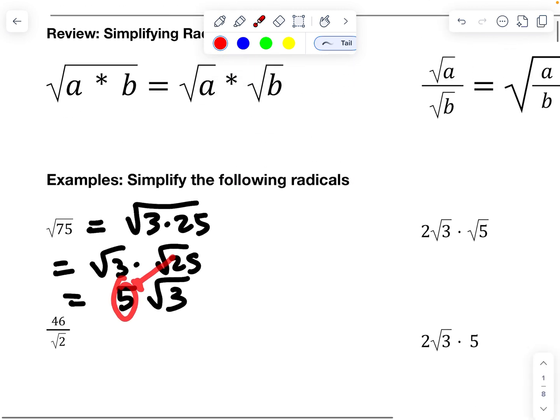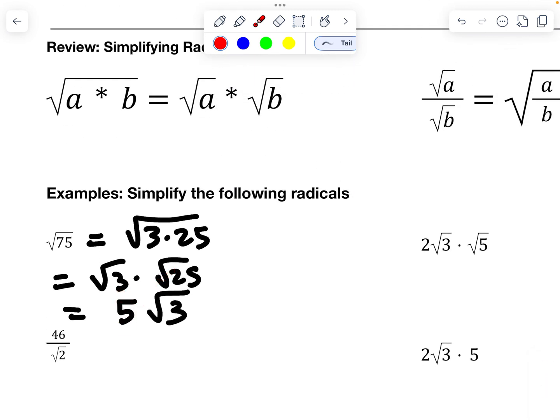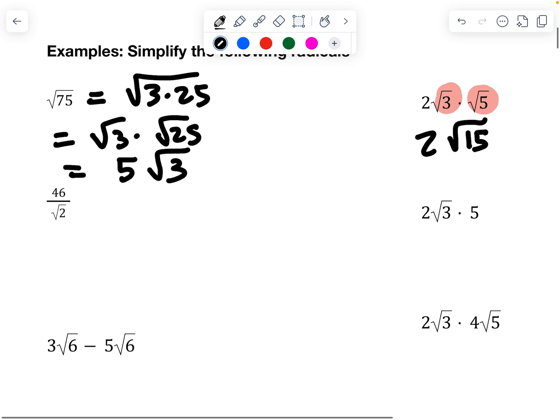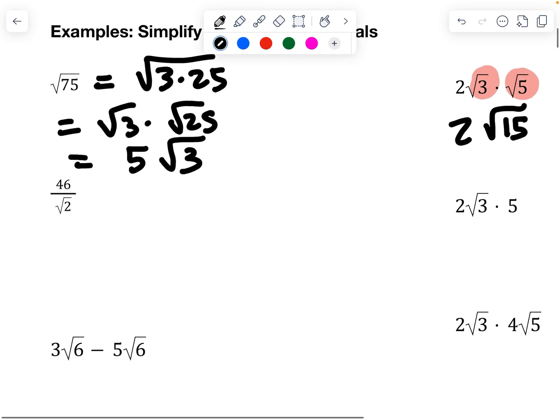All right, now here, we can do the reverse if we need to in the problem. These two items can almost be combined, like they're like terms. So this would be the same thing as 2 radical 15. All right. This next conversation is a conversation we're going to have more. 46 divided by radical 2. We cannot have a square root in the bottom of a fraction. It's a mathematical rule. It is mathematical grammar.